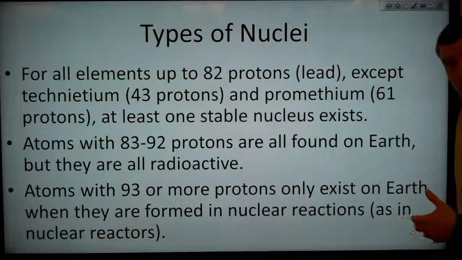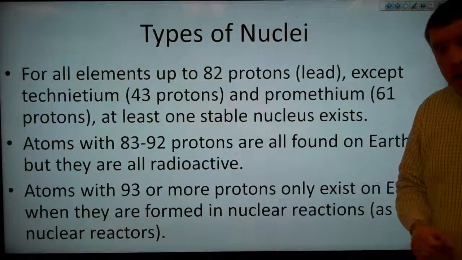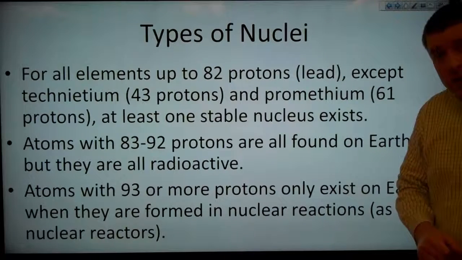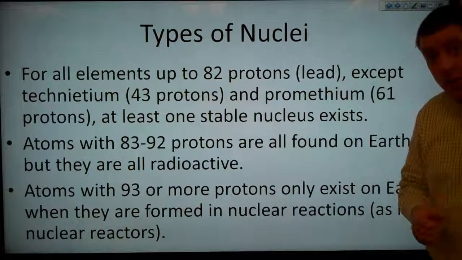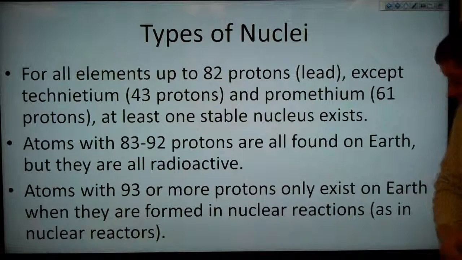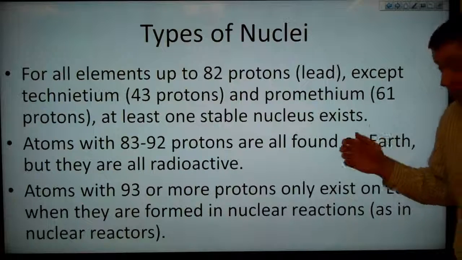Atoms with 83 to 92 protons are all found on Earth, but they're all radioactive, which means that they all decay. These are generally things that are pretty dangerous to have around, because the radioactive decay process can let off lots of energy and lots of radioactive particles that do bad things to human tissue. Atoms with 93 or more protons only exist on Earth when they're formed in nuclear reactors or nuclear reactions as occur in nuclear reactors.